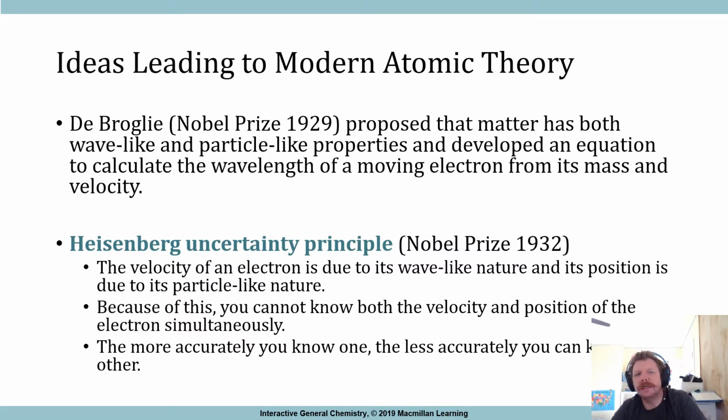The ideas that led to this were work done by de Broglie, who proposed that matter has both wave-like and particle-like properties, and developed an equation to calculate the wavelength of a moving electron from its mass and velocity. Also, the Heisenberg uncertainty principle. He said that the velocity of an electron is due to its wave-like nature and its position is due to its particle-like nature. Because of this, you cannot know both the velocity and position of an electron simultaneously. The more accurately you know one, the less accurately you can know the other.